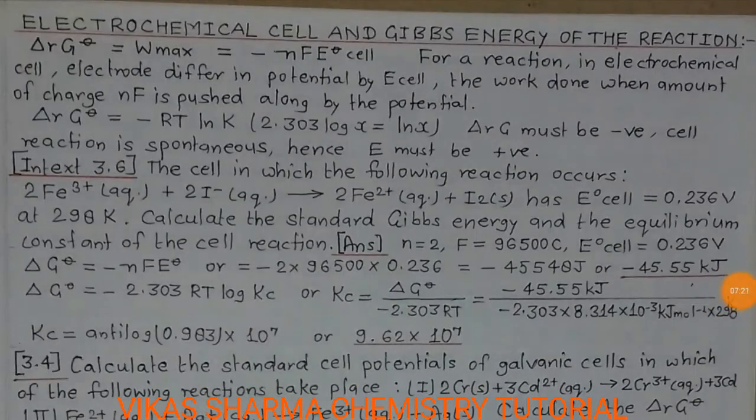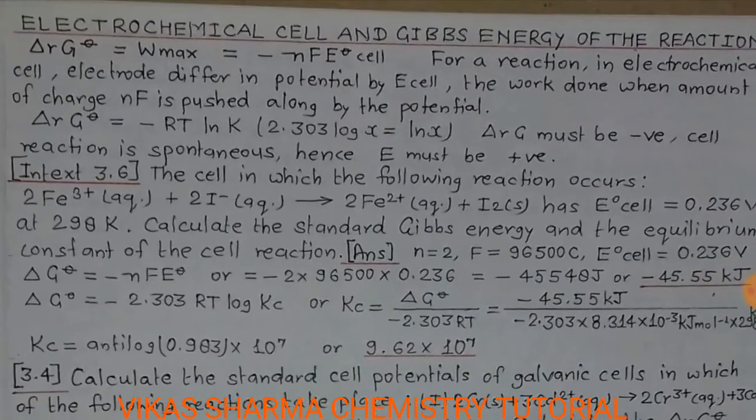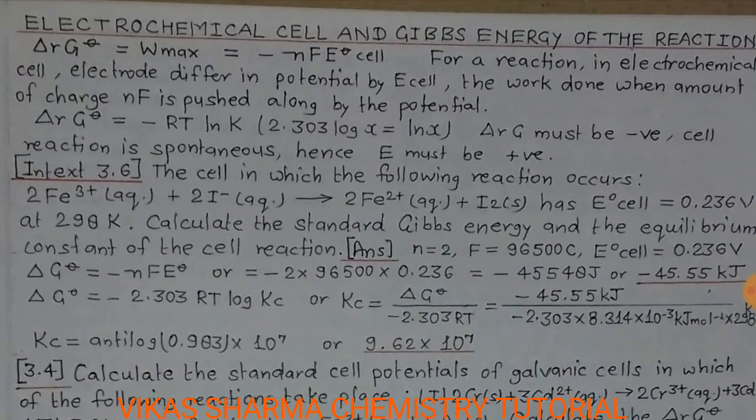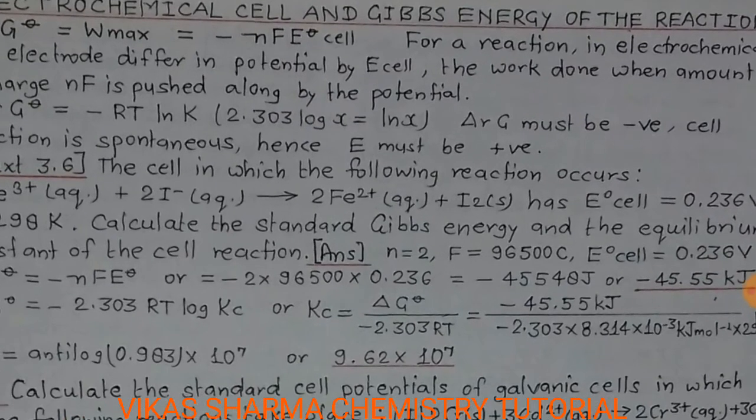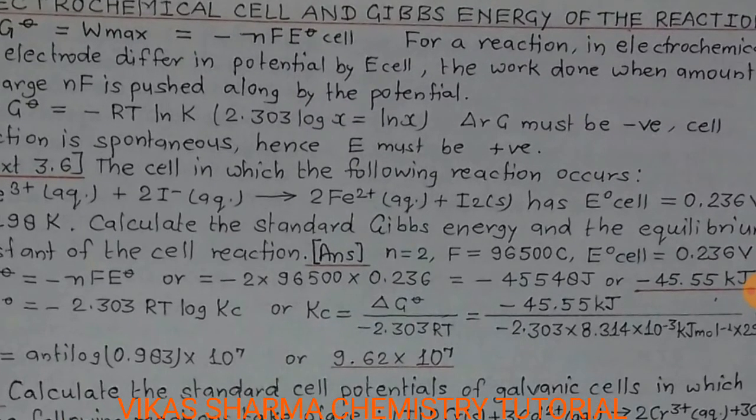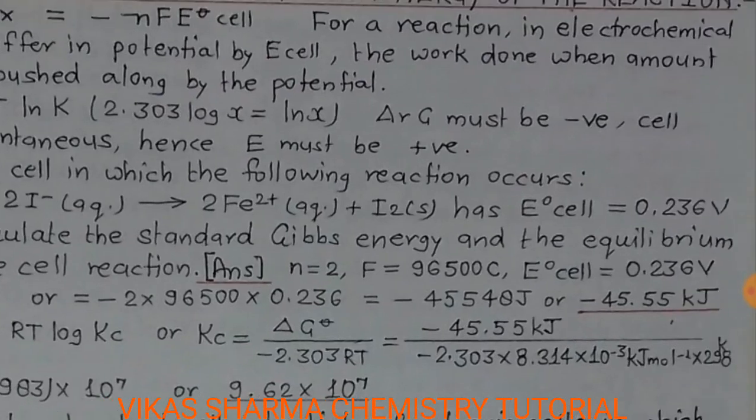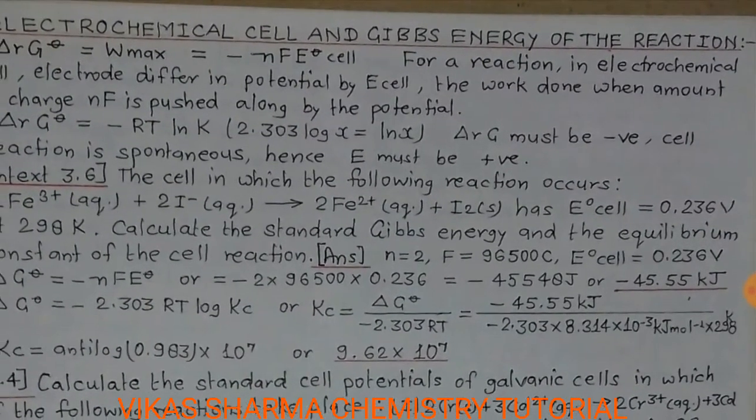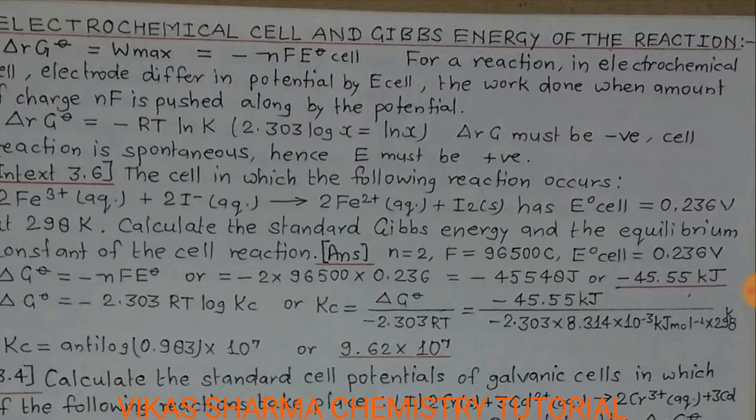Student, the next segment is the electrochemical cell and the Gibbs energy of the reaction. You know ΔrG° is equal to W maximum, the work in the maximum condition. It is equal to minus nFE° cell, meaning for a reaction in an electrochemical cell, the electrodes differ in potential by E cell. The work done is when an amount of charge nF is pushed along by the potential. So ΔrG° is equal to minus RT natural log K, where you know 2.303 log x is equal to natural log x. So ΔrG must be negative. Such a cell reaction is known as a spontaneous condition. Here E must be positive.